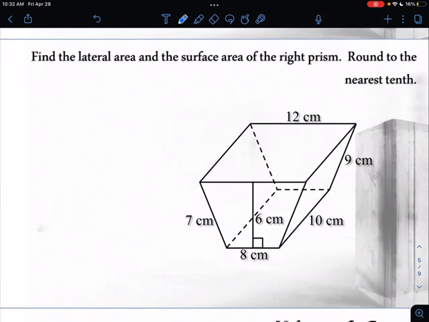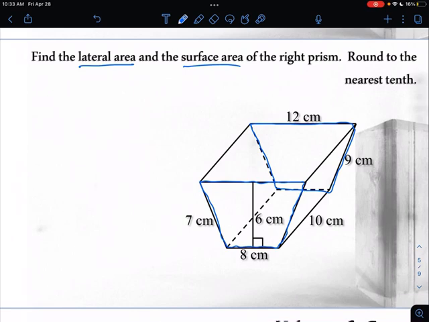this time they changed the shape of the bases on us. So this time we're talking trapezoids. So we've got this trapezoid in front as one of my bases, and then we have this trapezoid in back as my second base. So those are the 2 bases, and if we're talking lateral area and surface area here, we're using the formulas from that previous slide.